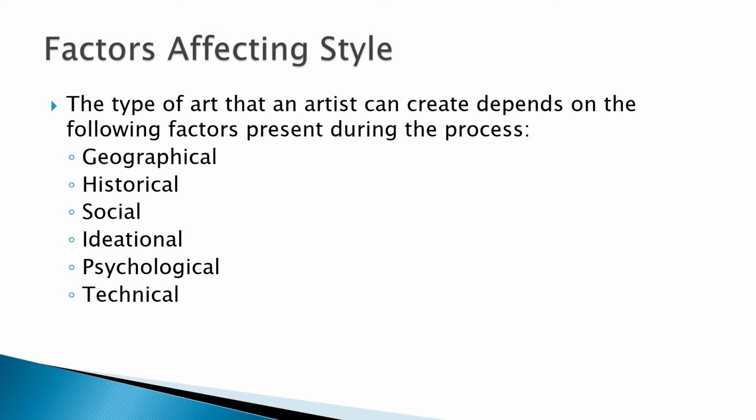Factors affecting style. The type of art that an artist can create depends on the following factors present during the process: geographical, historical, social, ideational, psychological, and technical. For geographical factors, an artist tends to get inspiration from his environment. So an artist in a tropical setting will likely create paintings of palm trees and beaches. In the same way, he will not use ice as a material for his sculpture.